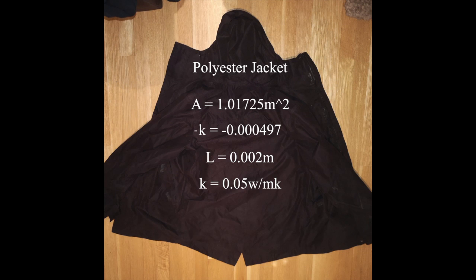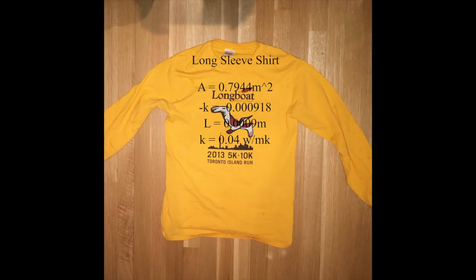In this project, we examined the thermal properties of a polyester jacket and a cotton long-sleeve shirt. The result, while fairly obvious, the jacket being the better insulator, explains how heat transfers work.